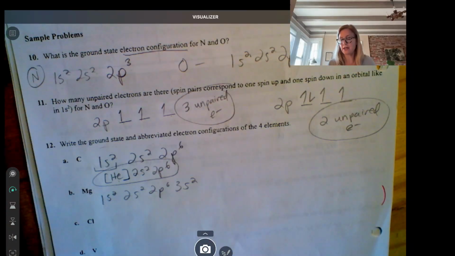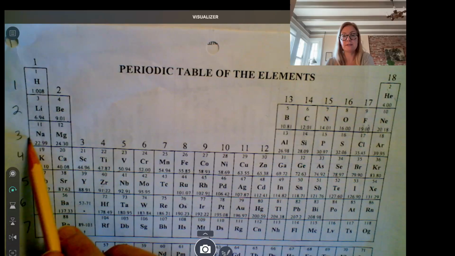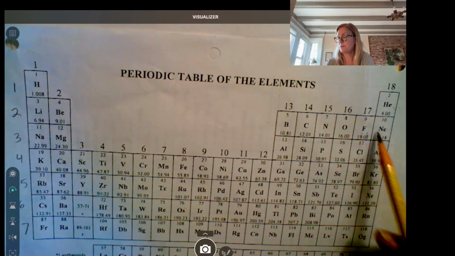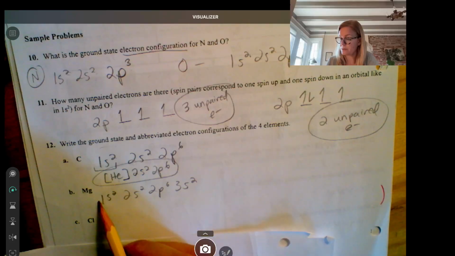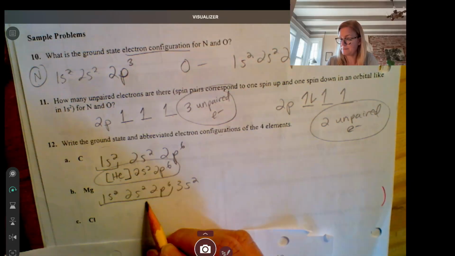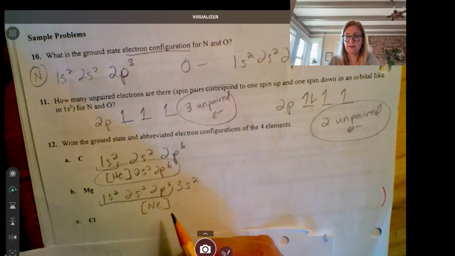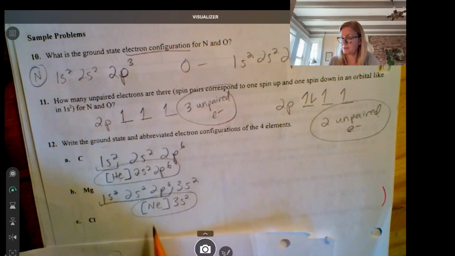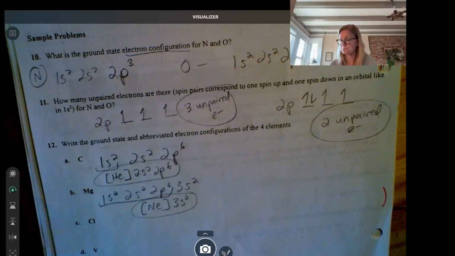And then for the noble gas notation, let's go back. 12, 11, 10 is our closest noble gas when we count backwards. So underline the first 10 electrons. 2 plus 2 plus 6 is 10. Replace that with Ne for neon, and then 3s2. That's the abbreviated version.